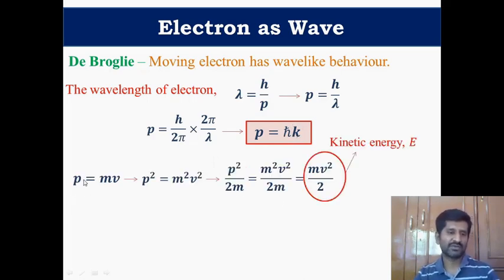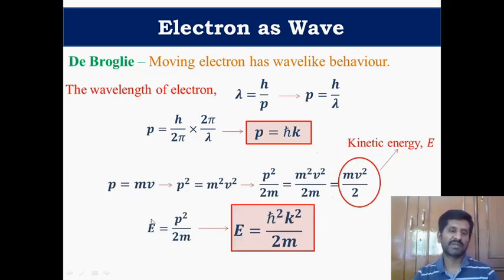We know momentum p is the product of mass and velocity. So p is equal to mv. Squaring this equation, you get p square is equal to m square v square. Dividing by 2m on both sides of the equation, you can cancel an m on the right side in both numerator and denominator. So p square by 2m is equal to half mv square, where half mv square is kinetic energy. So I am writing E is equal to p square by 2m. Now you can replace momentum p with h cross k. So energy E is equal to h cross square k square by 2m.